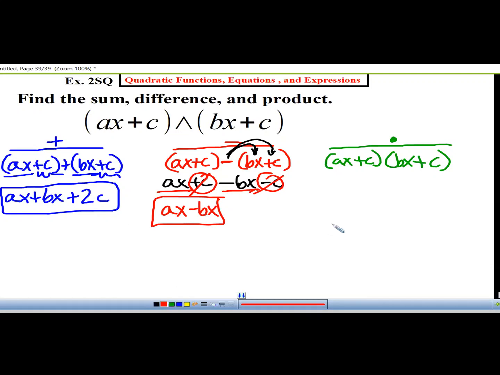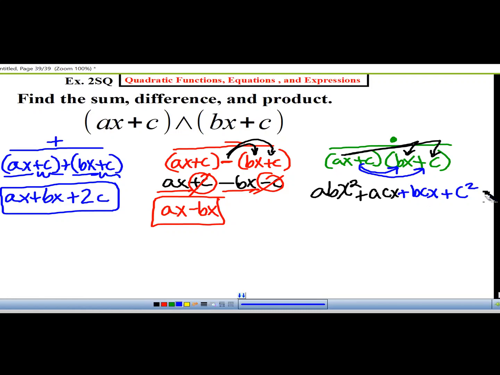Okay, let's go to multiplication. AX times BX. What is A times B? That's AB. What is X times X? X squared. What is AX times C? That is ACX. Notice that I wrote it in alphabetical order. Next, C times BX becomes BCX in alphabetical order. And what is C times C? C times C is C squared.